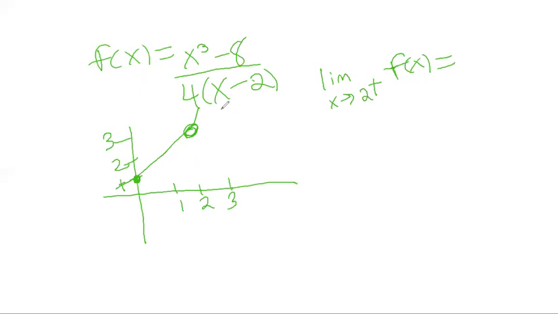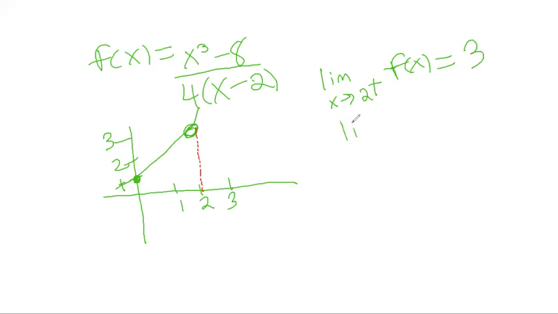I'm going to pick a different color to demonstrate that. So 2 from the right, it could be somewhere here, and see, it hits there. It's 3, basically. So that tells us that the limit as x approaches 2 from the right is 3.